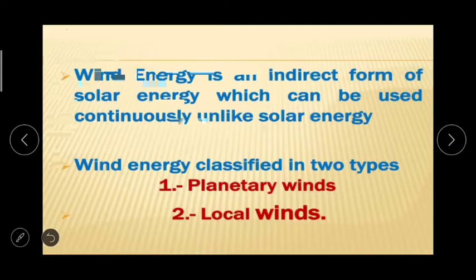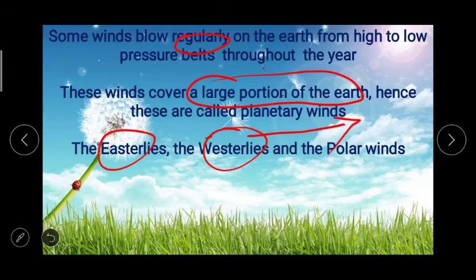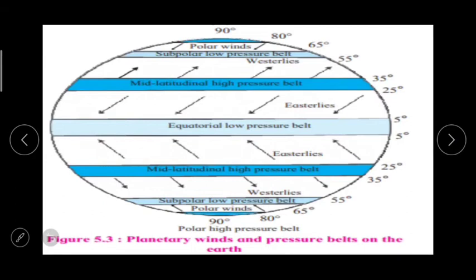So the most important thing about planetary winds, this type of winds blow regularly and covers a large portion of the earth. That's why it is called planetary winds. And the examples of planetary winds, we have easterlies, westerlies and polar winds. Now the figure 5.3, which is given in our textbook.